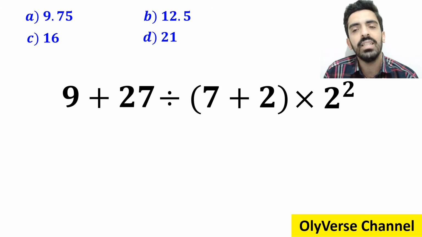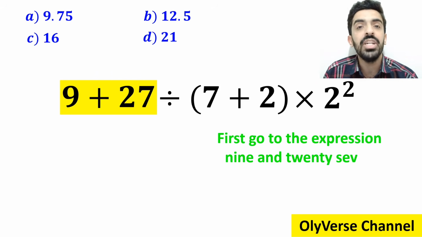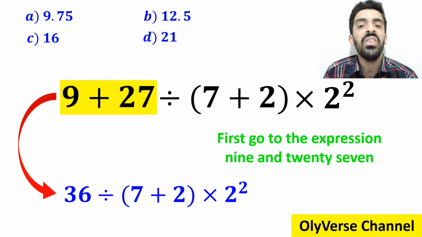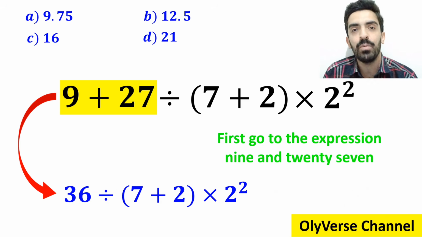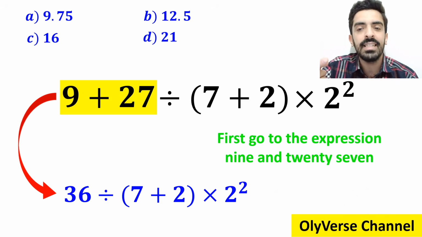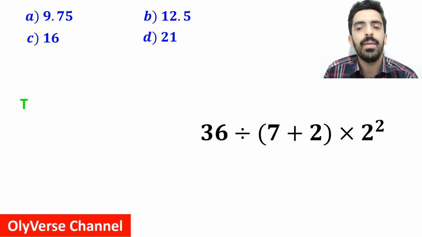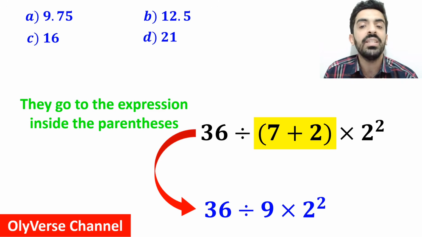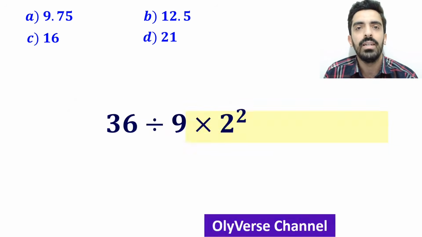Many people, when solving this question, first go to the expression 9 plus 27, and instead of this expression, they write 36 divided by 7 plus 2 inside the parentheses and multiplied by 2 squared. And the next step, they go to the expression inside the parentheses and simplify this expression to 36 divided by 9 multiplied by 2 squared.